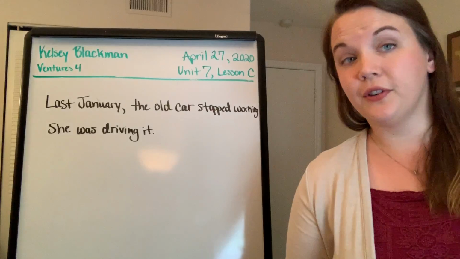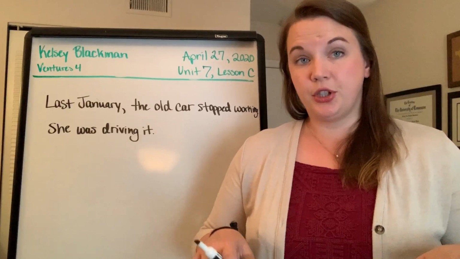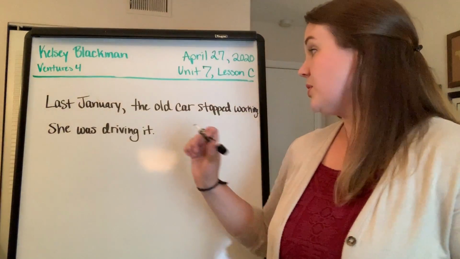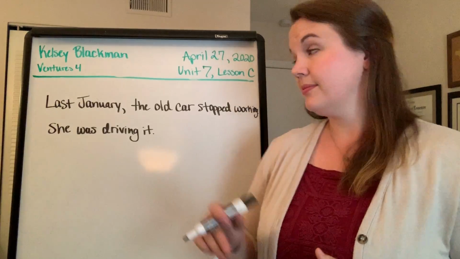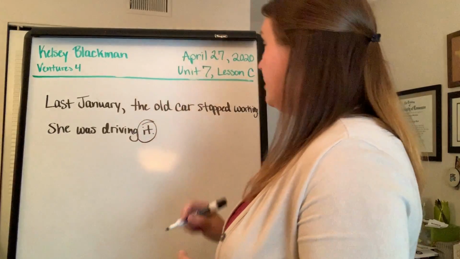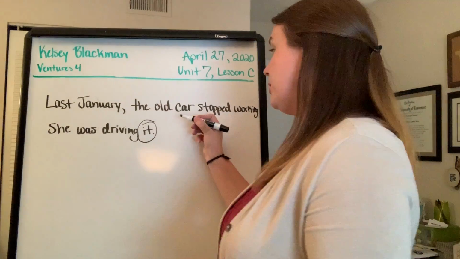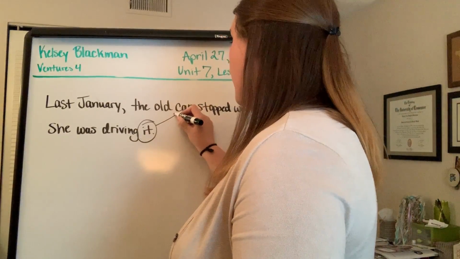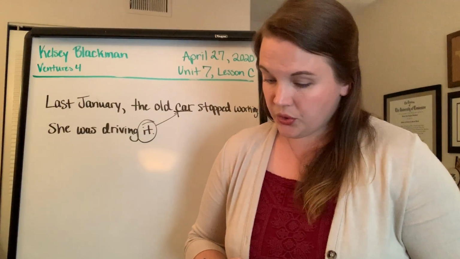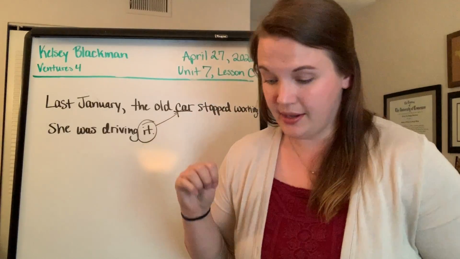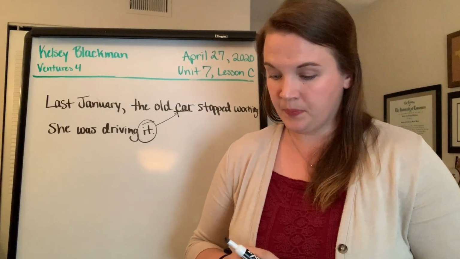Okay, so the first step is to circle the object in the second sentence. So what is the object in the second sentence? It. And it refers to what? The old car. Okay? So now we take out it, and let's combine these 2 sentences.